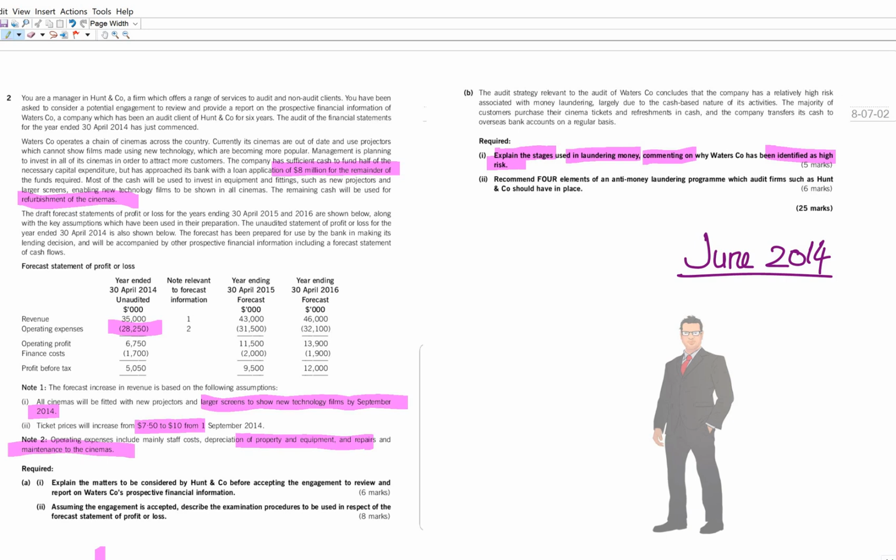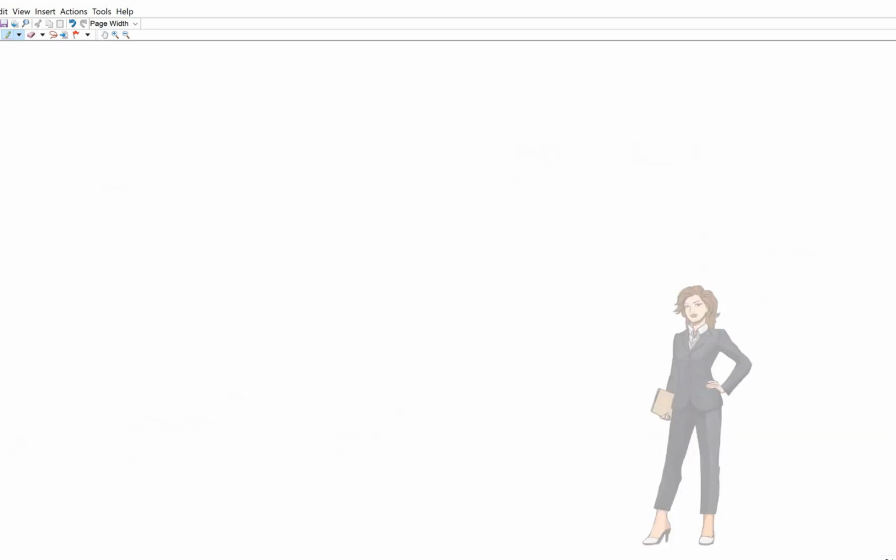The audit strategy relevant to the audit of Waters Co concludes that the company has a relatively high risk associated with money laundering, largely due to the cash-based nature of its activities. The majority of customers purchase their cinema tickets and refreshments in cash, and the company transfers its cash to overseas bank accounts on a regular basis. Again, the requirement is to explain the stages used in laundering money, commenting on why Waters Company has been identified as high risk. So not so difficult. Let's start with the answer.